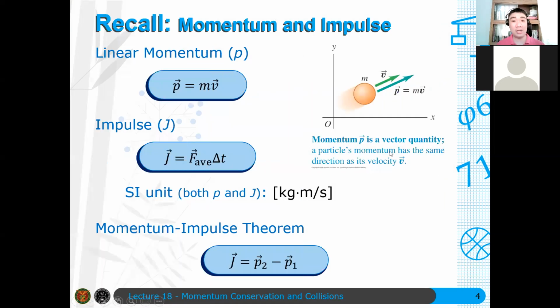So, recall our momentum and impulse. Nag-recall na ako sa start ng discussion na to. Again, the linear momentum P is just a vector that's parallel to the velocity of an object. It's the mass times the velocity of an object. And then the impulse is just the effect of the average force imparted on a system at a certain time interval delta t.